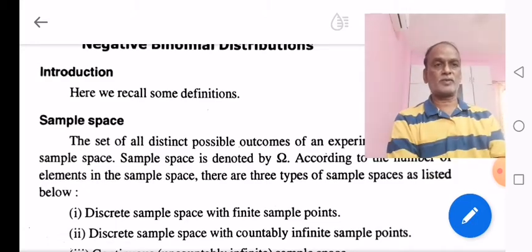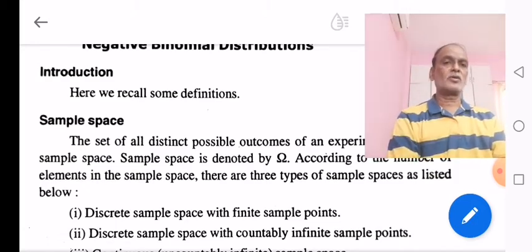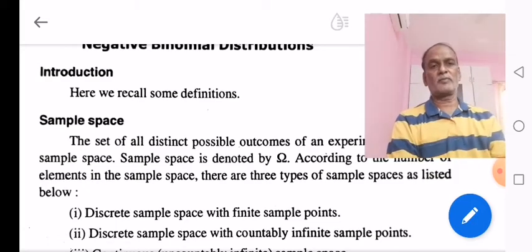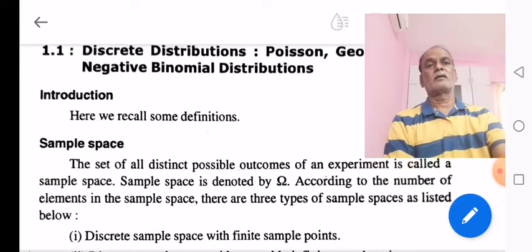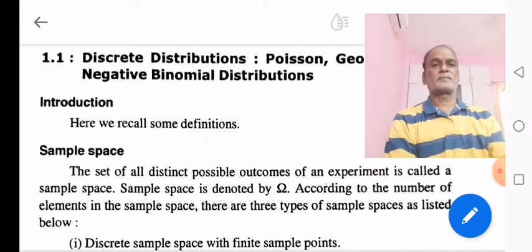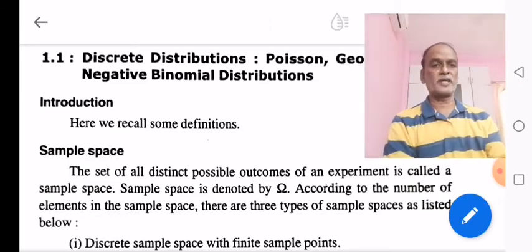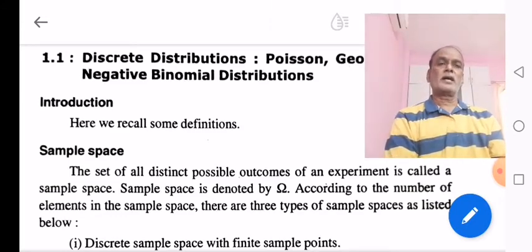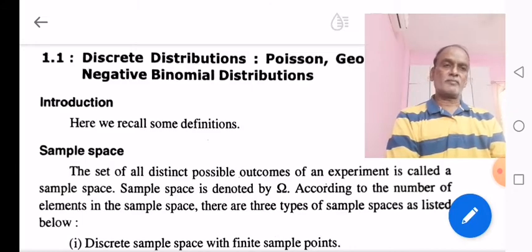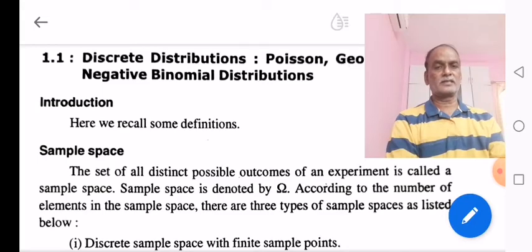So we are aware of sample space. What do you mean by sample space? It is a set of all distinct possible outcomes of an experiment is called a sample space. And we know that the sample space is generally denoted by the Greek letter capital omega. According to the number of elements in the sample space, that means how many elements are there in the sample space, depending upon that, there are three types of sample spaces.